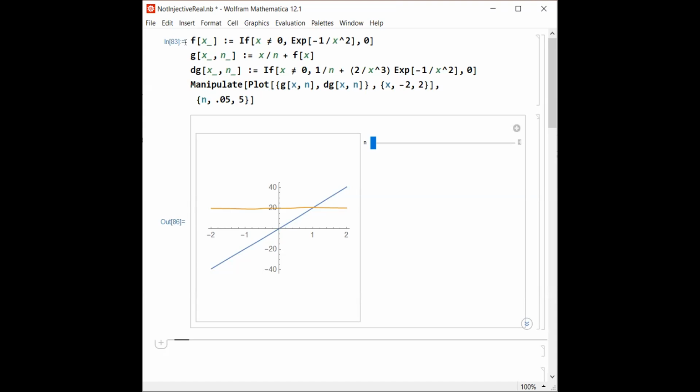And then I calculated the derivative. If x is not equal to 0, the derivative is very easy to compute. If x equals 0, you just use L'Hopital's rule, it's not so bad. And I wrote down what it is. And so now what I'm plotting here, the blue is my function g_n of x, and this is taking n to be, I think, 0.05. And the gold color is the plot of the derivative.